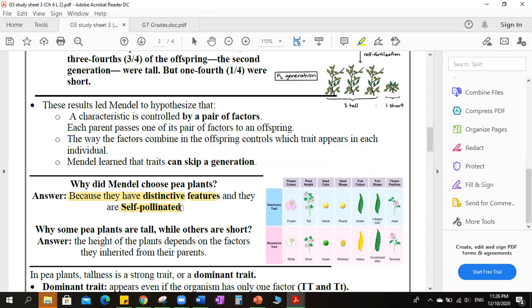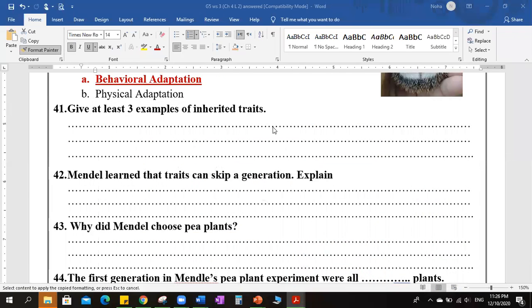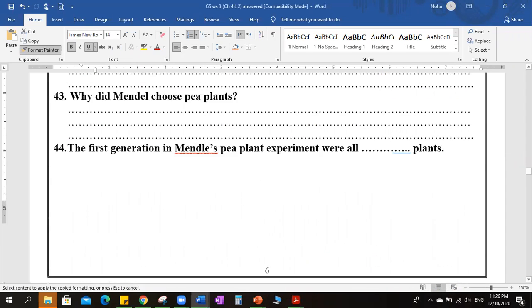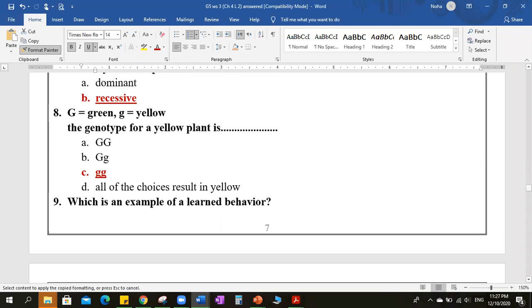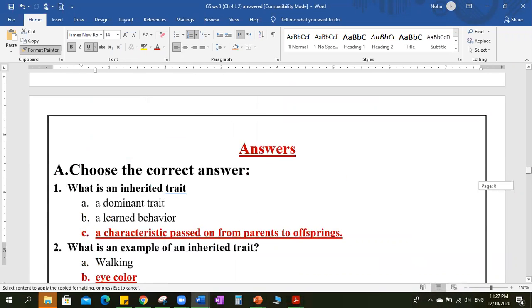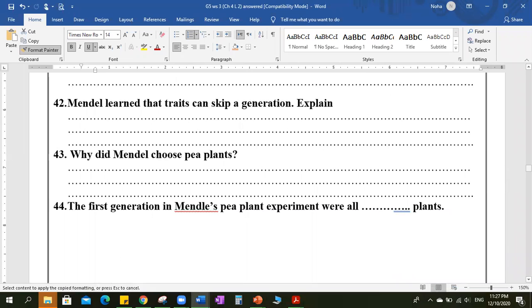The tall plant will always produce tall plants, the short plant will always produce short plants because there are no genes from any other flower. Number 44. This is the last question. The first generation in Mendel's pea plant experiment were all exactly. They were all tall.